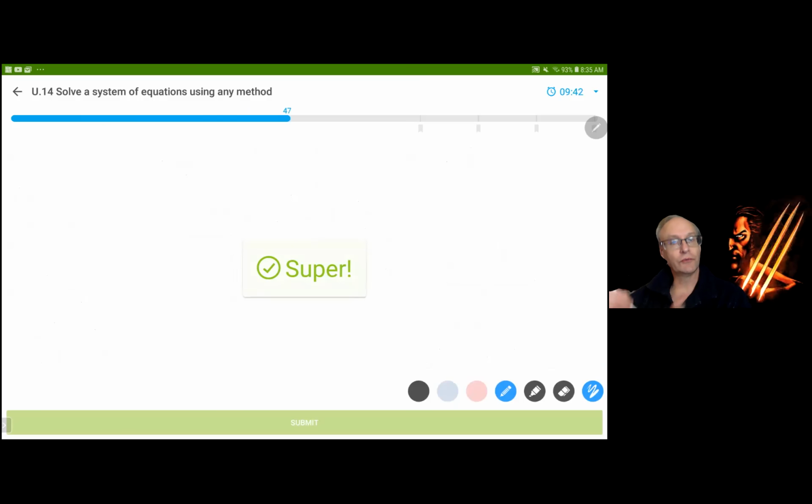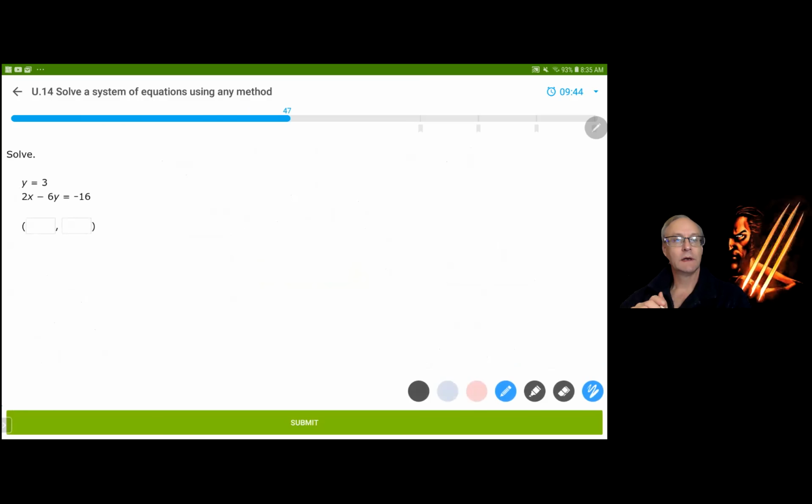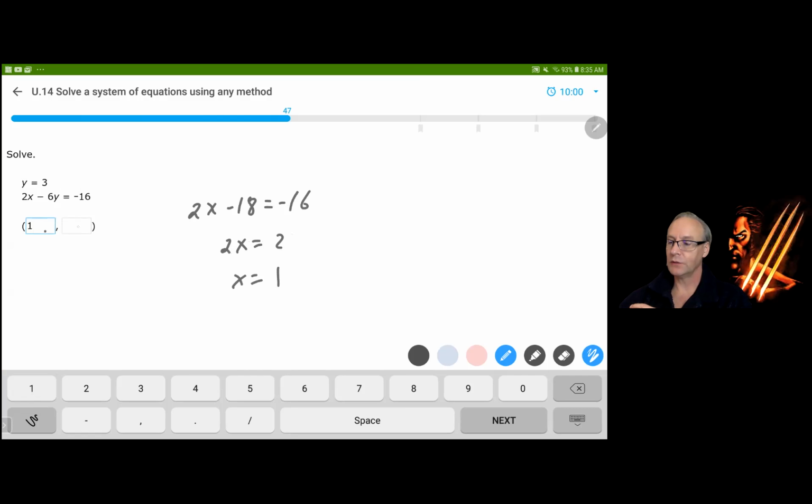So I'm just going to go through the steps at this point. I'm going to use substitution, and I'm going to go a little faster. 2x, I'm going to substitute the 3. I get minus 18 equals negative 16. I add 18 to both sides, and I get 2x equals 2, and x is 1. And I already know what the y is. It's 3, isn't it?